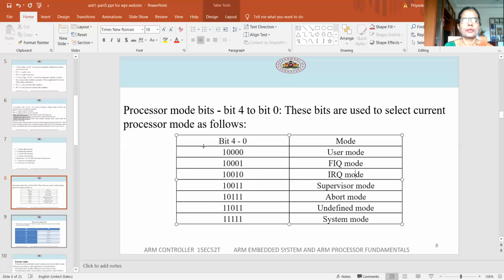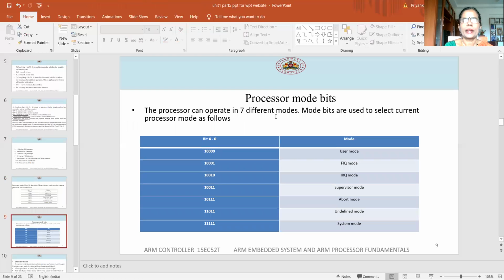The same thing I have shown here. The processor can operate in 7 different modes. The modes are used to select the current processor mode. How many processor modes does the CPSR have? It has 7 processor modes. How to select the 7 processor modes, using which bits? From bit 0 to 4.